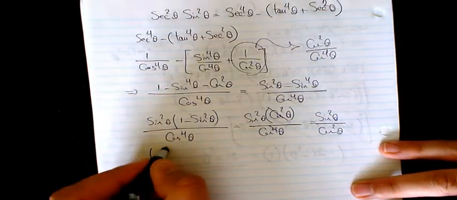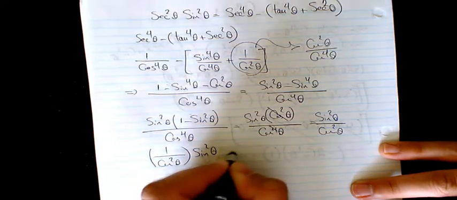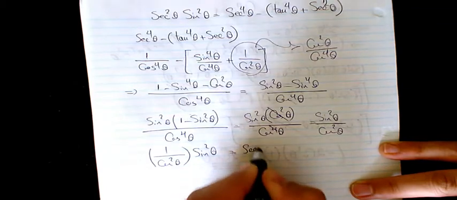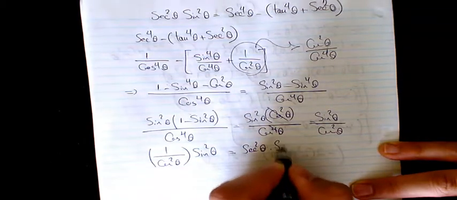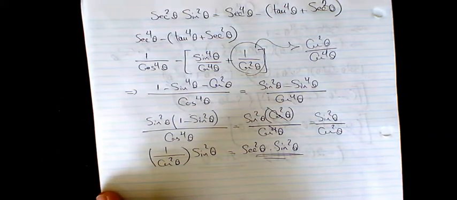So I can write it like that, 1 over cosine squared theta times sine squared theta, and then it will be equal to secant squared theta times sine squared theta. That's exactly what I have on the left hand side of this equation.